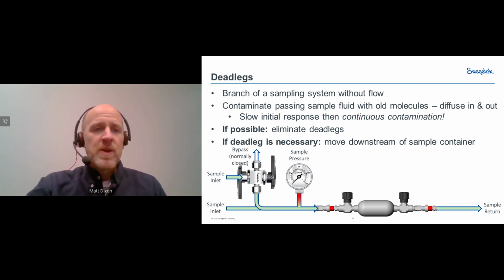So how do we deal with this? First strategy is to eliminate the dead legs if we can. So for example, with our bypass valve, we could actually change that to a three-way valve.